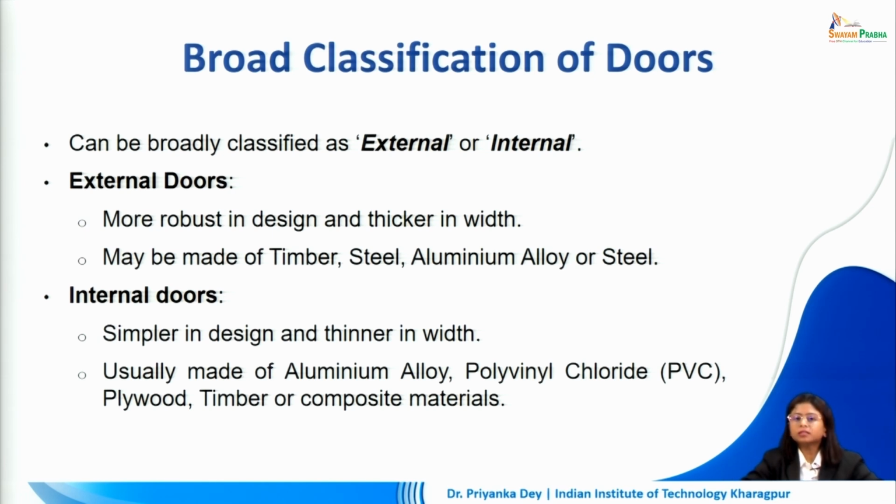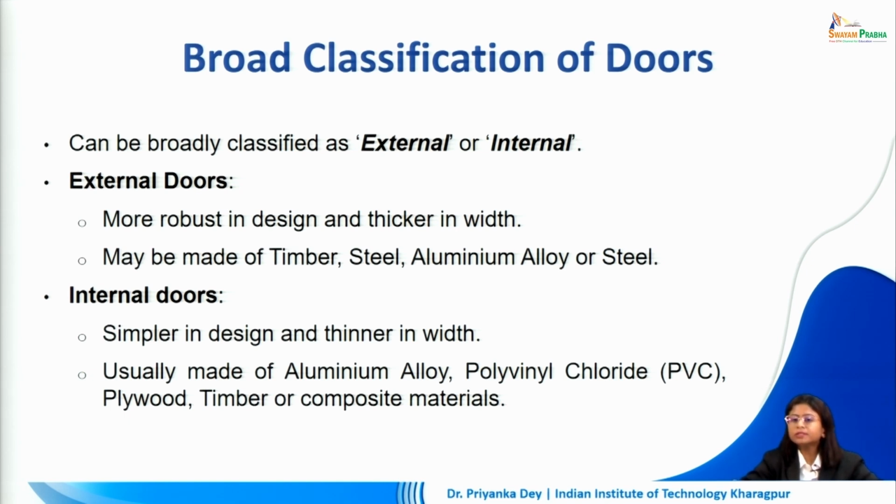So, mostly external doors are kept more robust in design. They are thicker in width because this is the entry point into the building or the house. So, we want it to be strong enough to ensure privacy and security of the space. These may be made up of timber, steel, aluminium alloy. So, one thing we need to ensure is the external door should be strong enough to ensure safety. It should have a locking arrangement that is suitable for the outside and it ensures security of the space.